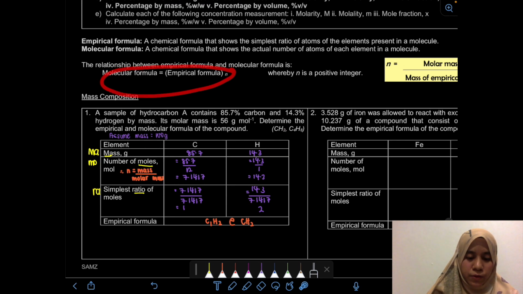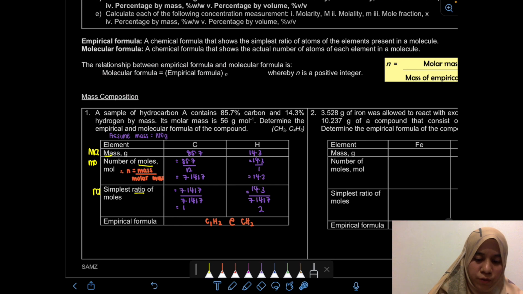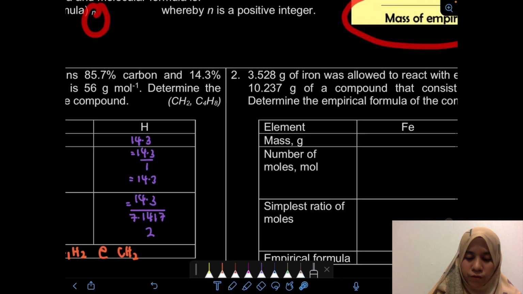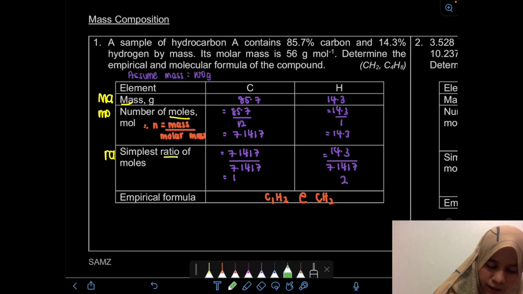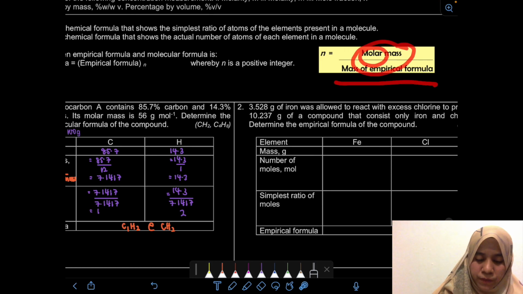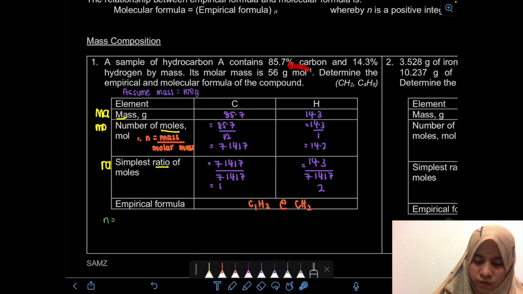So dekat sini, we know that the relationship between empirical formula times N ataupun subscript N is equal to molecular formula. Okay, so how you gonna find N? N is actually molar mass divided by mass of empirical formula. So kat sini N kita is equal to molar mass divided by mass of empirical. So molar mass dia bagi kat sini 56 gram per mole. So 56 gram per mole here divide by mass of empirical formula. So mass of empirical formula kita tahu adalah CH2.